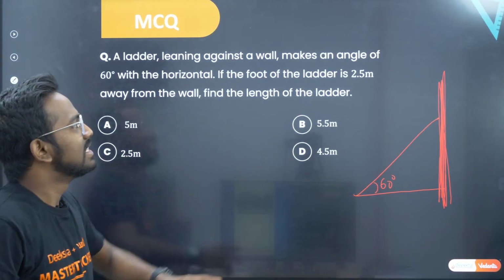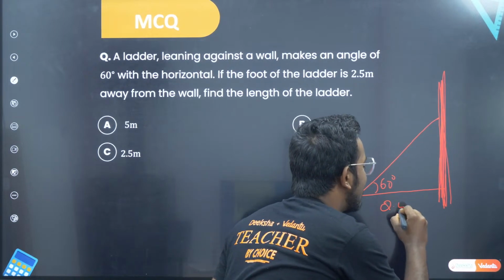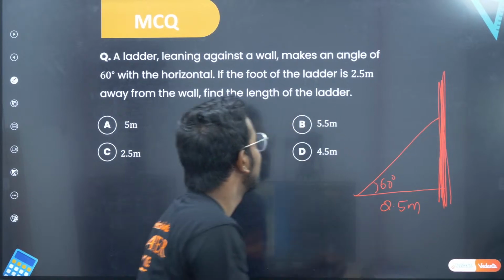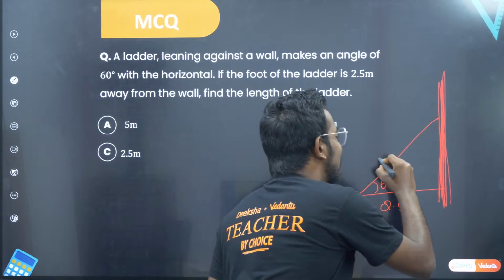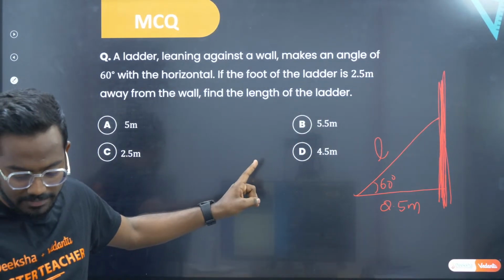where do you write this? Sir, 2.5 meter away from the wall. So you will write 2.5 meter as the adjacent side here. Again, a very simple question. What is asked is to find the length of the ladder. Again, it's the same type of question, but now what will you take?